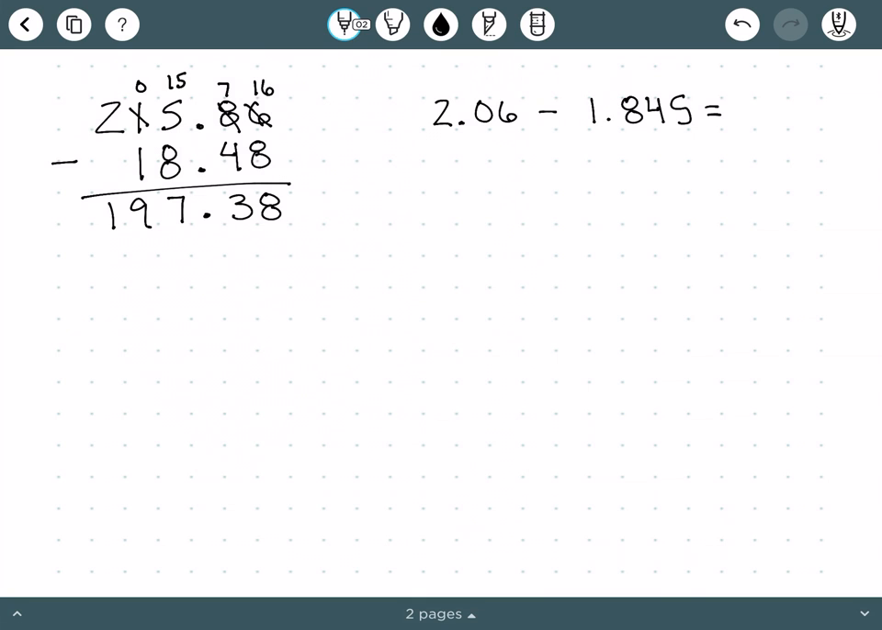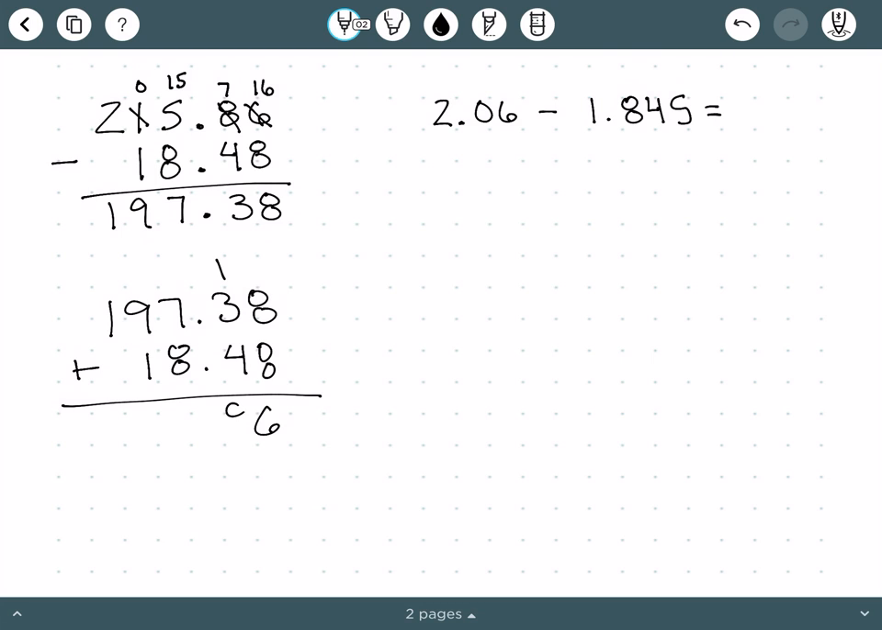Okay, now I probably want to flip that to see if this is true. Is it true that 197 and 38 hundredths plus the 18 and 48 hundredths, does that give me my 215 and 86? Let's see. I got my 86 so far. Okay, and so what I set up there for my original problem is this.